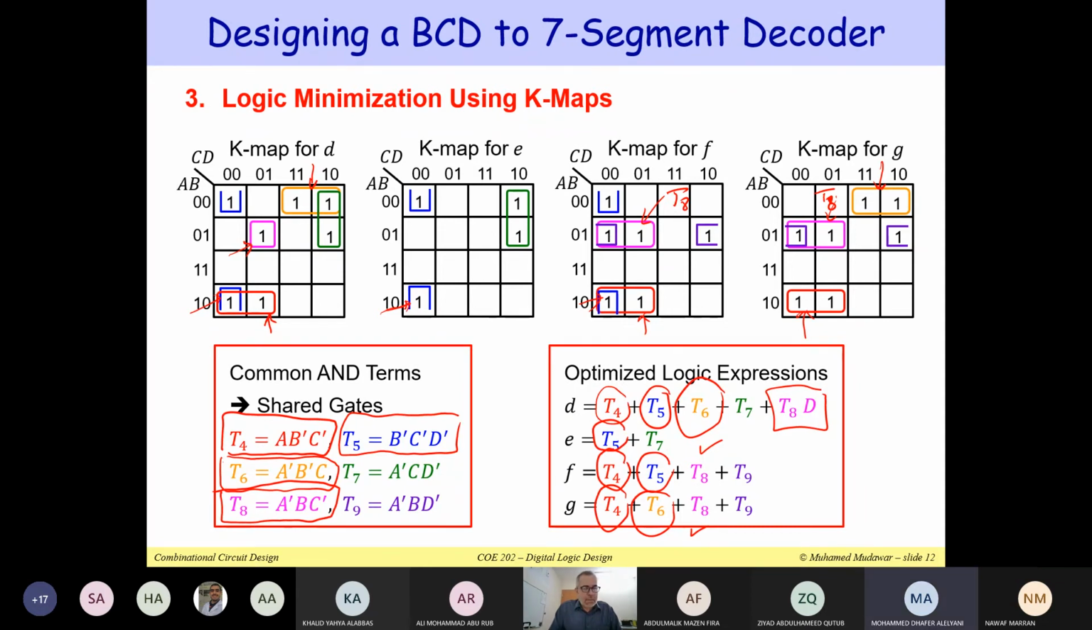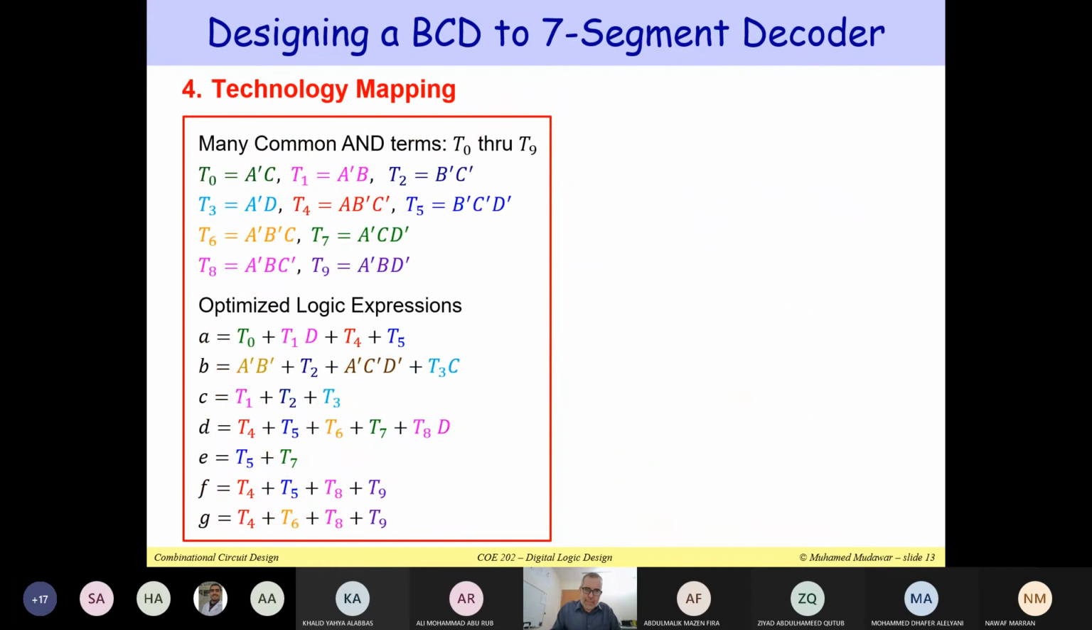So we have the optimized logic expressions. We have obtained all the logic expressions. We have extracted all these common terms. So let us rewrite all of them. We started from T0, we went all the way to T9. So these terms were extracted, and we wrote these optimized logic expressions from A to G. So we have 7 outputs. These are their expressions.